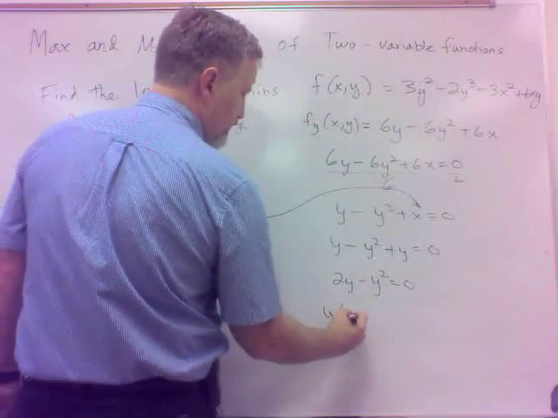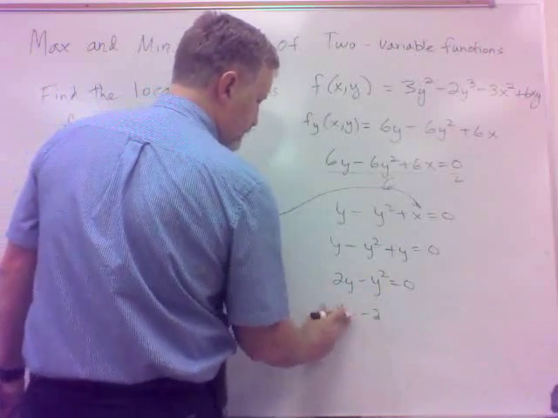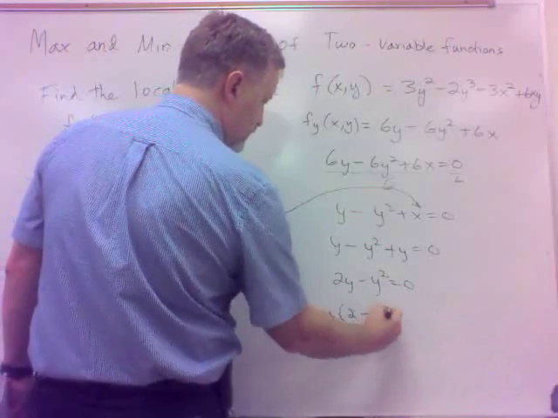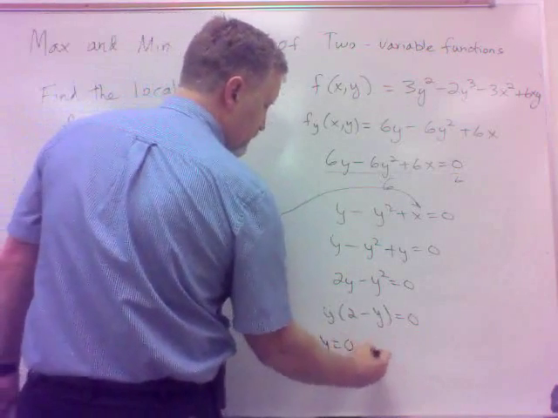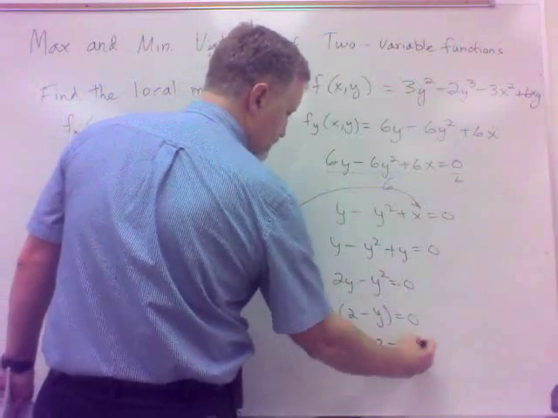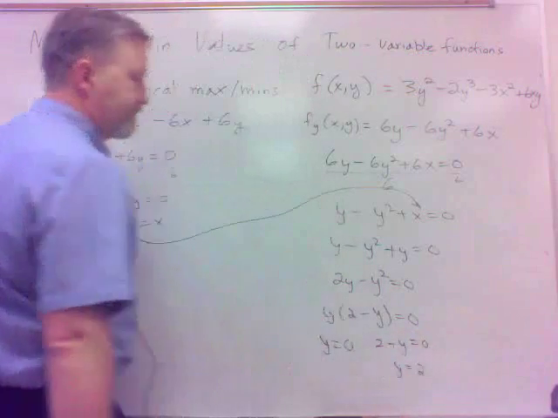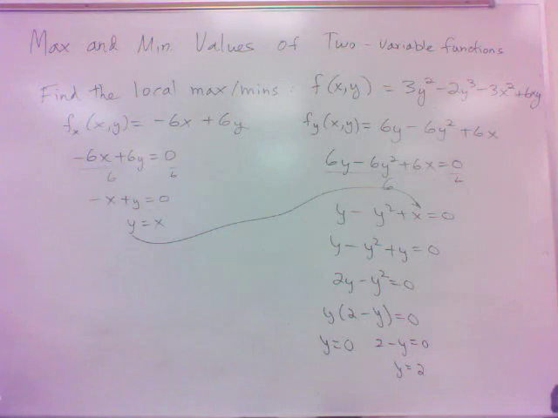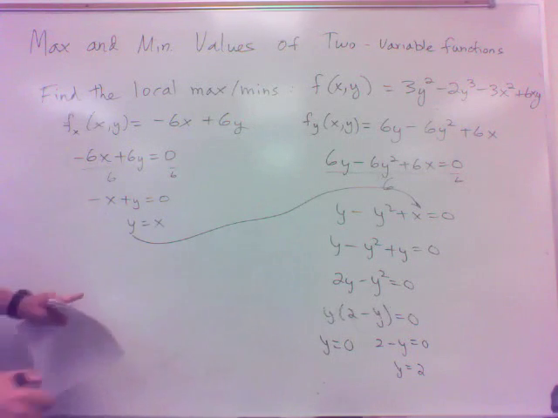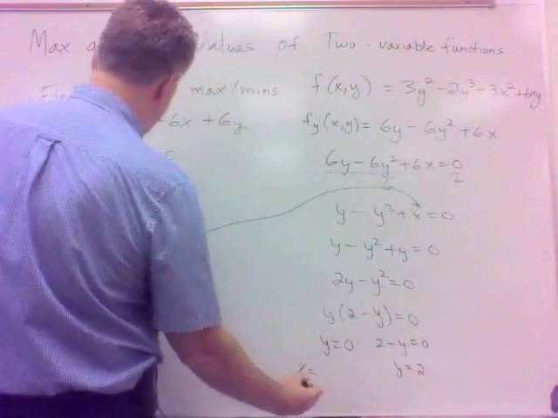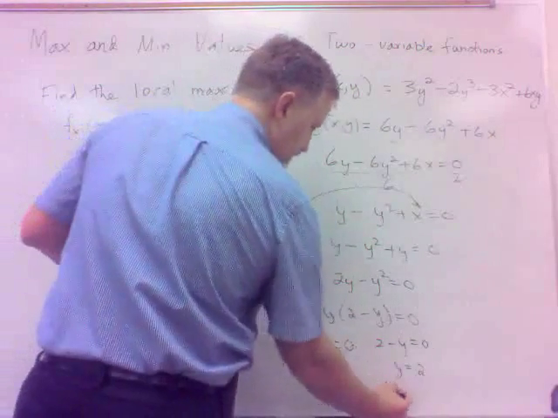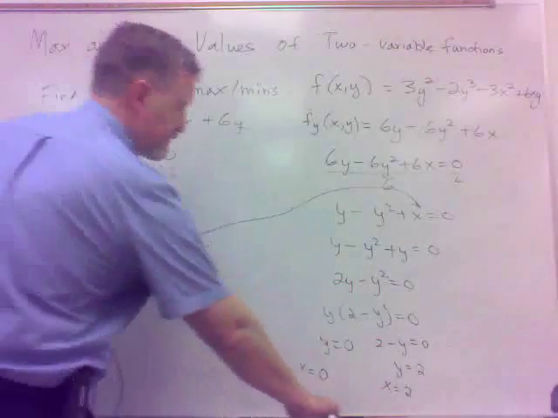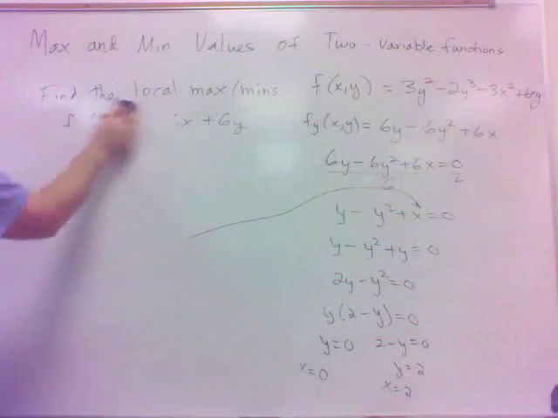So we'd either have y equals 0, and then 2 minus y equals 0, so that would be y equals 2. And so there's two critical points here. Now, recognize critical points, we need an x and a y, and so what would the x be here? Well, y equals x, so x would be 0, and then x would be 0 for that too. So we're talking two critical points.